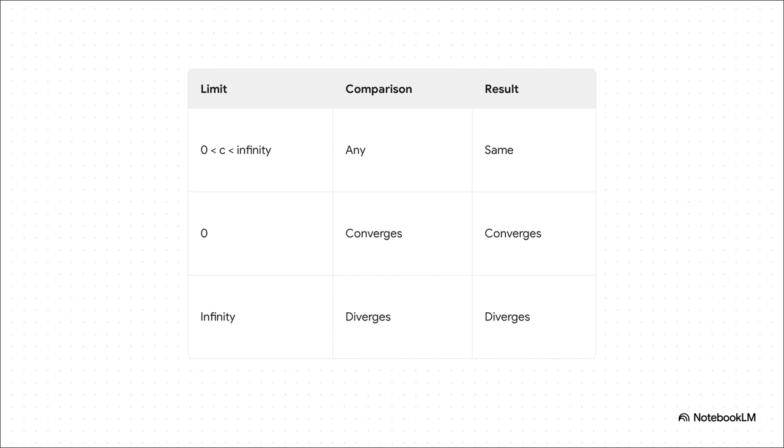Instead of fighting to find direct inequalities, we compare the ratios of the terms using a limit as n approaches infinity. There are three possible outcomes here, but the most common one by far is when your limit equals some positive finite number c. If you get a positive finite number, both series behave exactly the same. They either both converge or both diverge. There are also a couple of highly specific caveat rules if the limit is exactly 0 or exactly infinity, but those only work if the comparison series behaves in a very specific way.